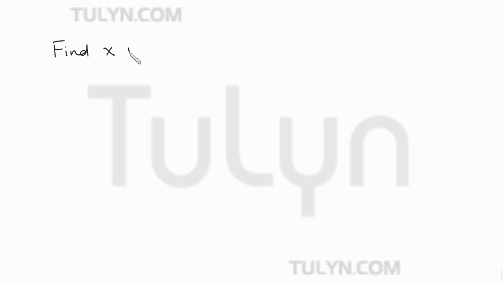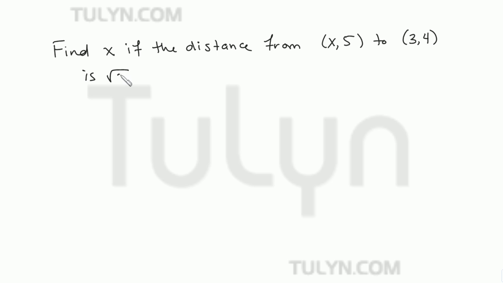Find the value of x if the distance from the points x, 5 to 3, 4 is square root of 2. Now this uses the distance formula, so we have to recall what the distance formula is, right?